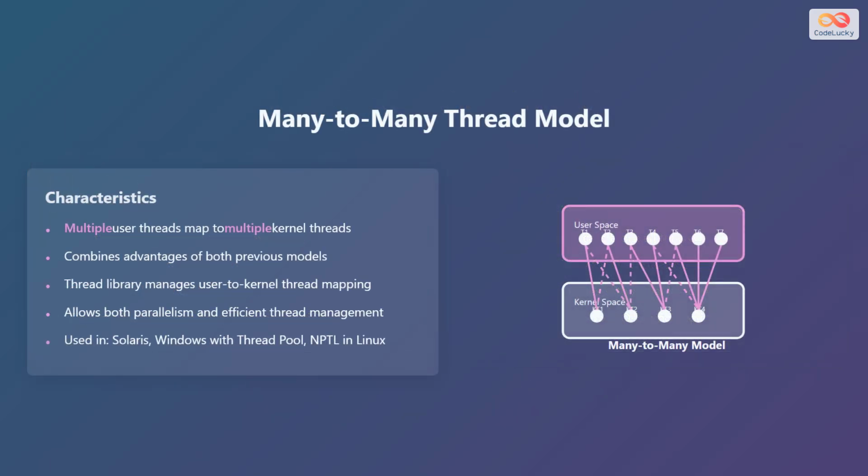Now, we will move on to the many-to-many thread model. In this model, multiple user threads map to multiple kernel threads. This model combines the advantages of both the one-to-one and many-to-one models. The thread library manages the user-to-kernel thread mapping, allowing both parallelism and efficient thread management. This model is used in systems such as Solaris, Windows with Thread Pool, and native POSIX Thread Library, or NPTL, in Linux.